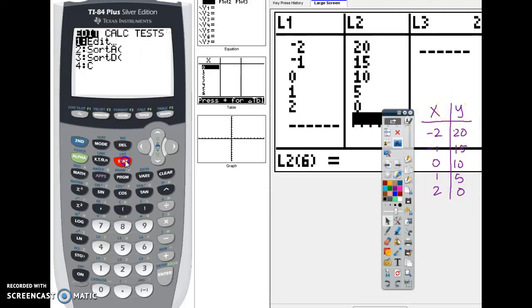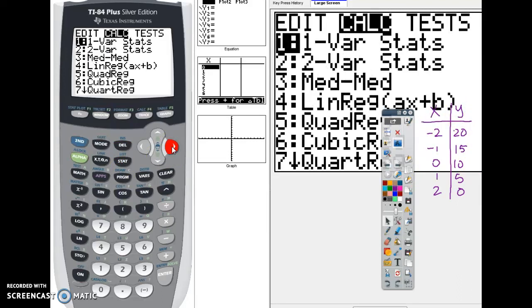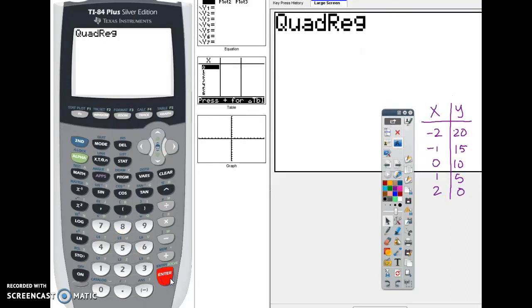So then we do stat, arrow over to calc. Do I do 4 or 5? 5, because it's more than 2 points. You see I have 1, 2, 3, 4, 5 points. I can do stat calc 5. So press the number 5, enter.